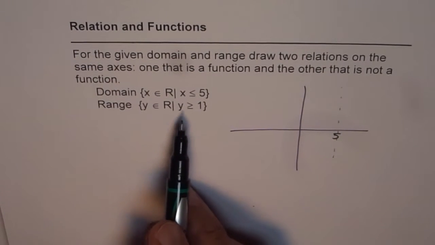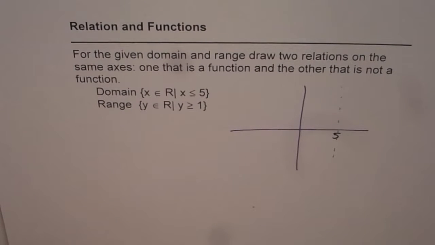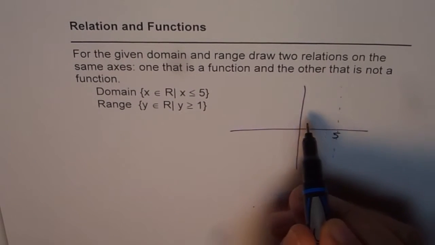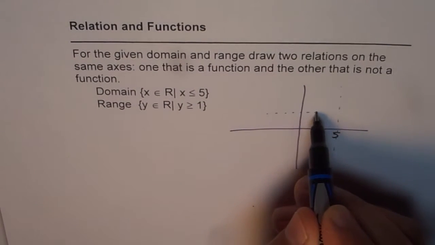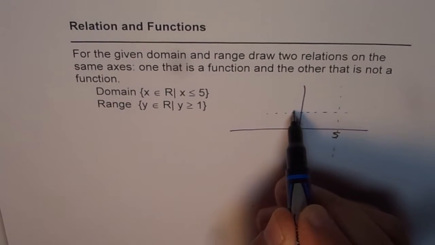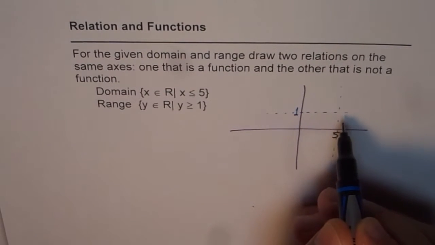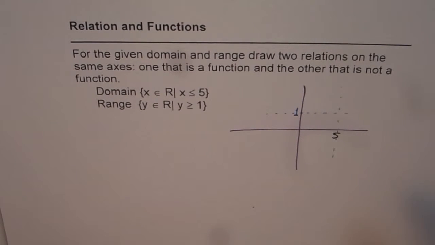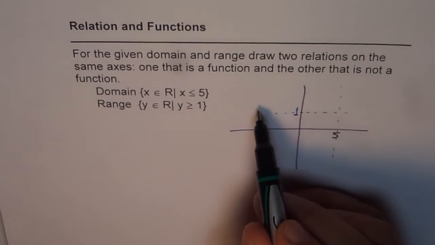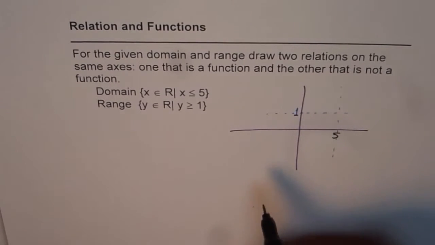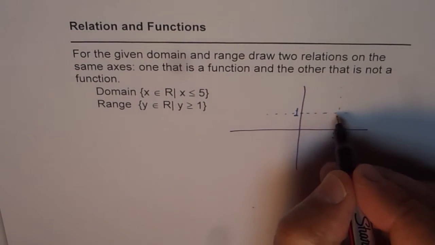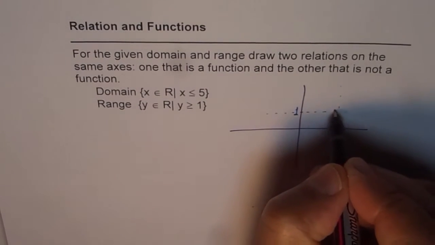And the range is greater than or equal to 1. So that means that the line or the part of the graph should be above and could touch this part. Let us say this is 1 for us, right? So that means we are looking for something on the left side of 5 along the x-axis and above 1 along the y-axis, right? So you can draw a graph of kind of like this.